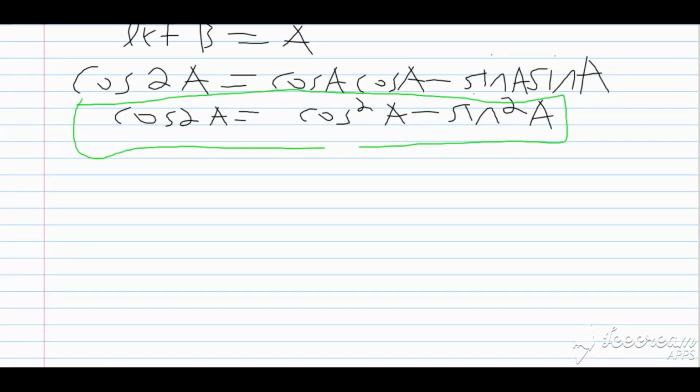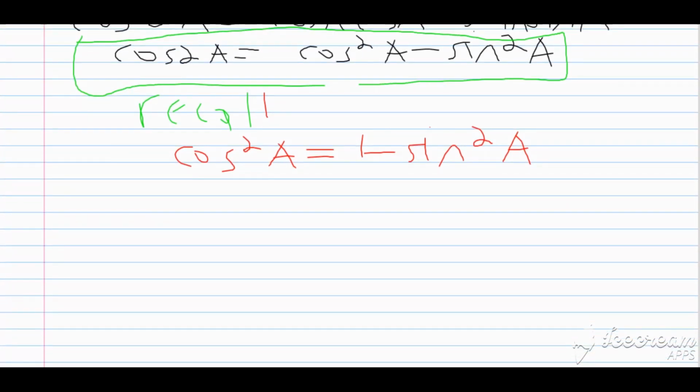But as you know, I'm seeing cos squared A here and sine squared A here, which means that there is a lot of other things that can happen. If we do recall that cos squared A is equal to 1 minus sine squared A, which means that I can actually take out the cos squared A and introduce 1 minus sine squared A. So this is going to ultimately become cos 2A equal 1 minus sine squared A minus sine squared A.